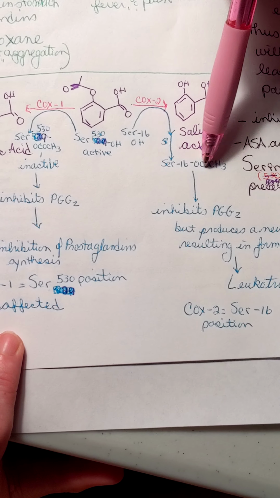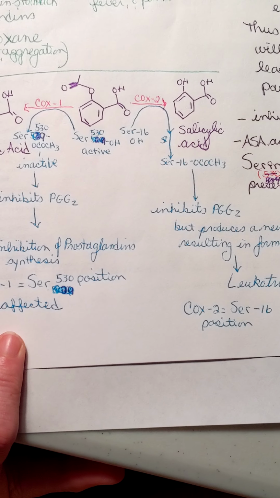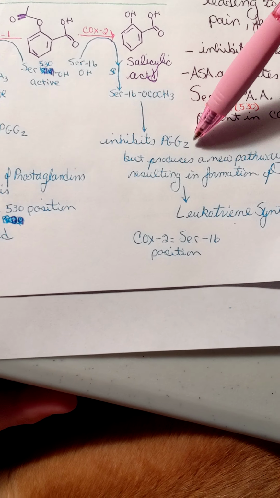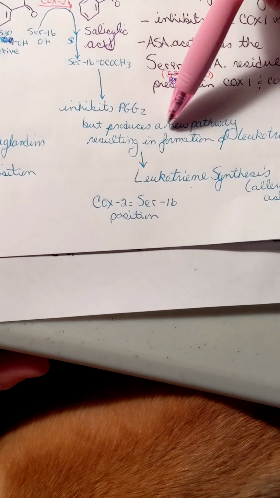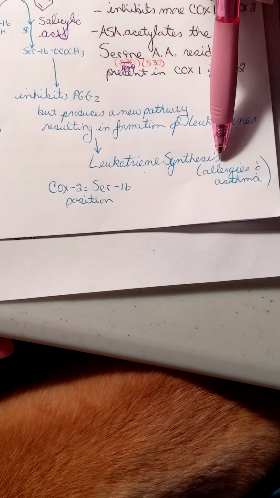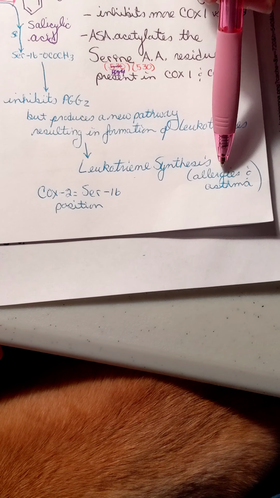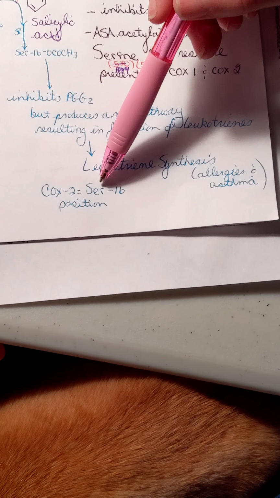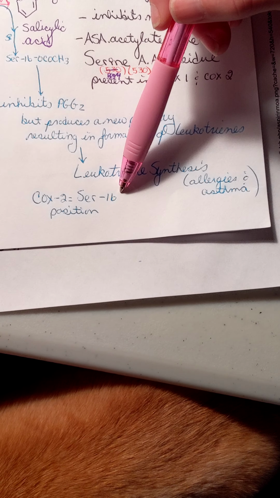Actually comes down, it forms the salicylic acid, but it inhibits the prostaglandins, but produces a new pathway resulting in formation of leukotrienes. Leukotriene synthesis is related to allergies and asthma, and the COX-2 enzyme is inhibited at the serine residue 16 position.